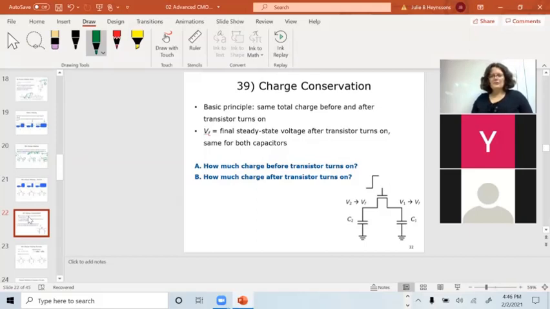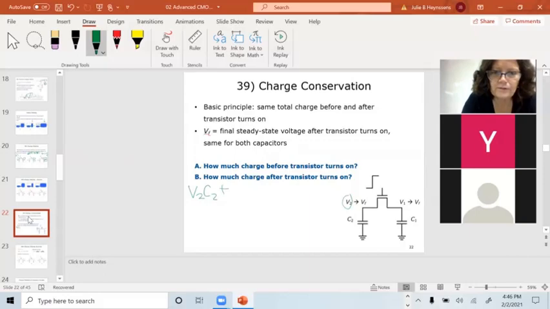So, charge conservation. We could do this in general for any two capacitors. Before the transistor turns on, I have V2 across C2. So the charge on that would be Q equals CV, V2 C2, plus the charge on the other capacitor, which is V1 C1. That has got to equal the final voltage after I turn it on times the sum of the two capacitors. So it looks like a weighted sum here.